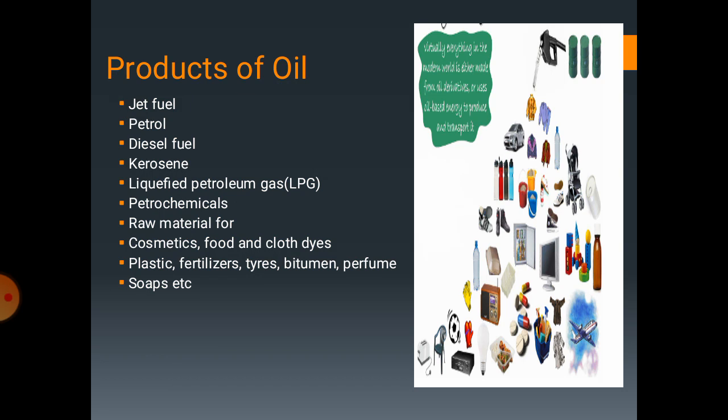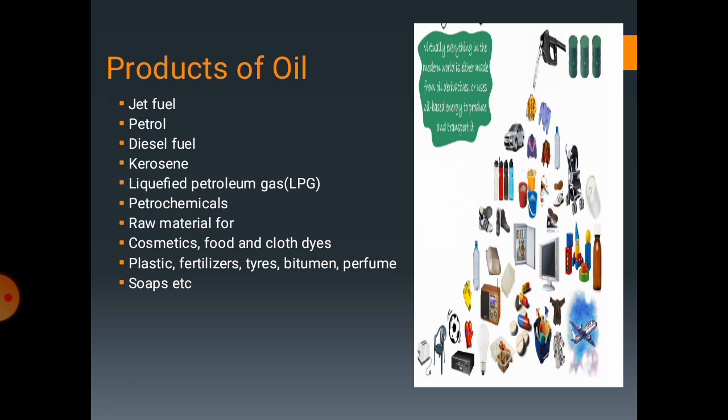You will be amazed to know that oil is used in so many products that we would never think of. For example, it is the raw material for cosmetics, food and cloth dyes, plastics such as terephthalate and nylon. It is also the raw material for fertilizers, and as a bitumen for roads and roofs, and it is used for strengthening tires. It is also used in the making of wax, lubricants, insecticides, some vitamins, and some amino acids.